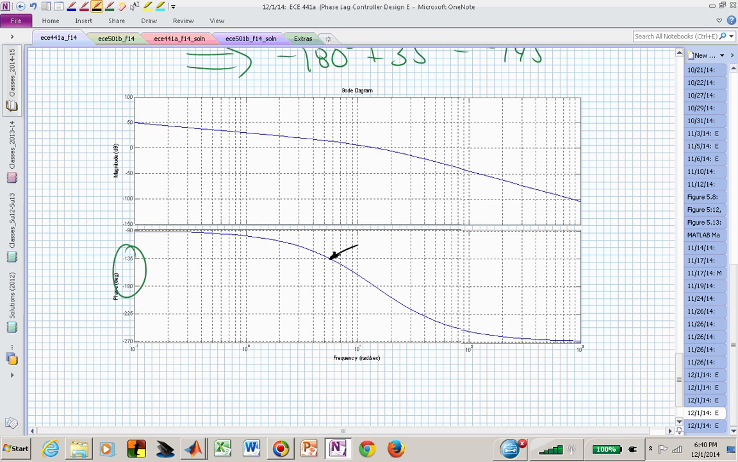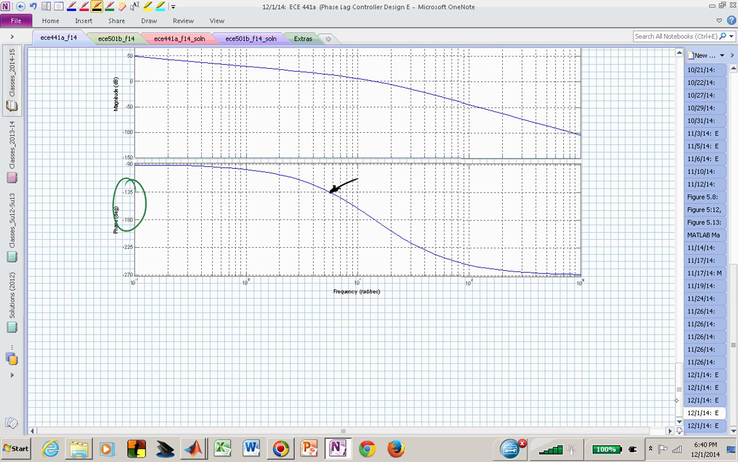But now that particular frequency where I'm crossing minus 135 is 1, 2, 3, 4, 5. It's between 5 and 6 radians per second, and I'm going to say it's at about 5.8 radians per second.